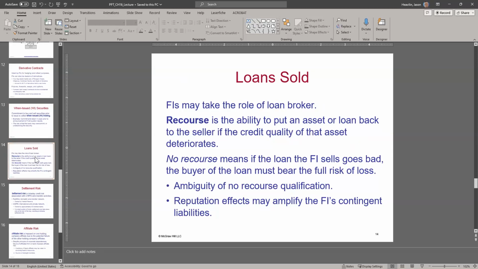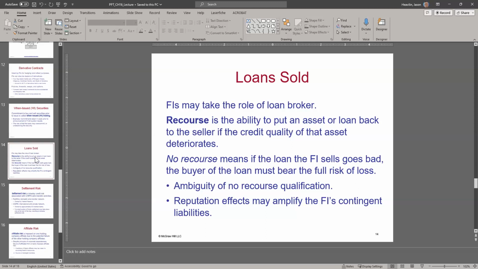Loans sold. Financial institutions may take the role of loan broker. So let's say I originate a loan, but I don't service it. Then I just sell it to a bank, and then they take over. This is very common. You hear it in the news all the time.